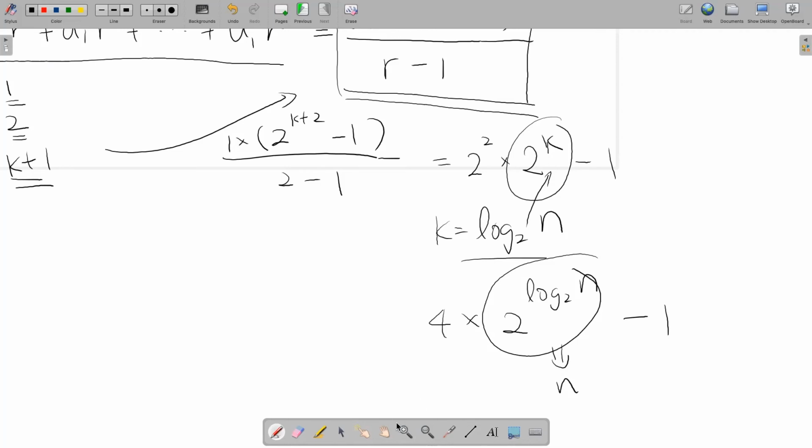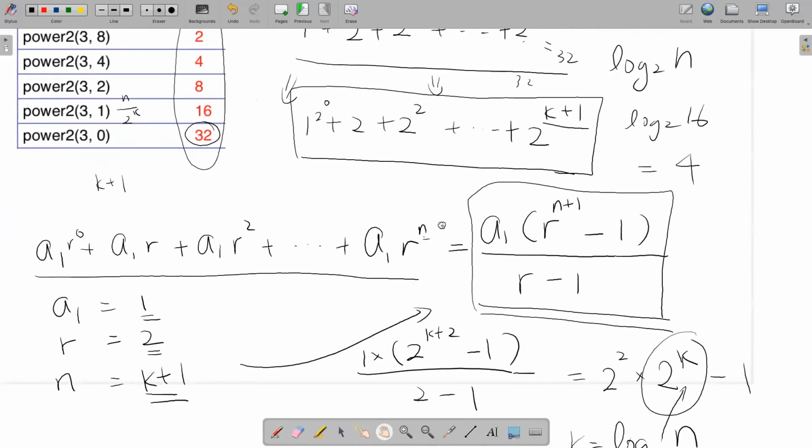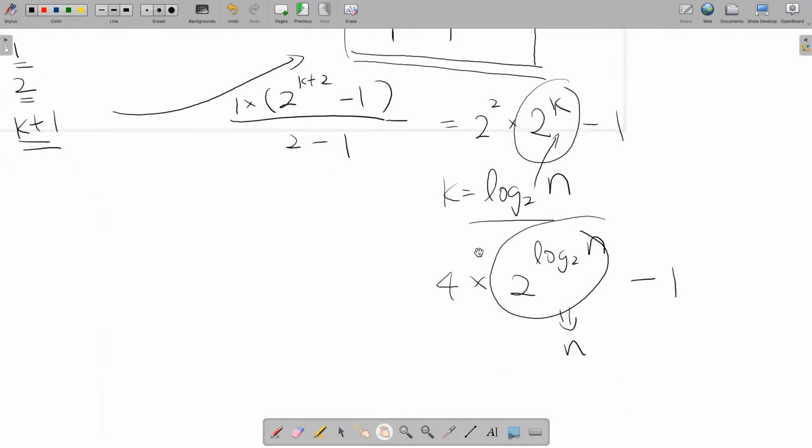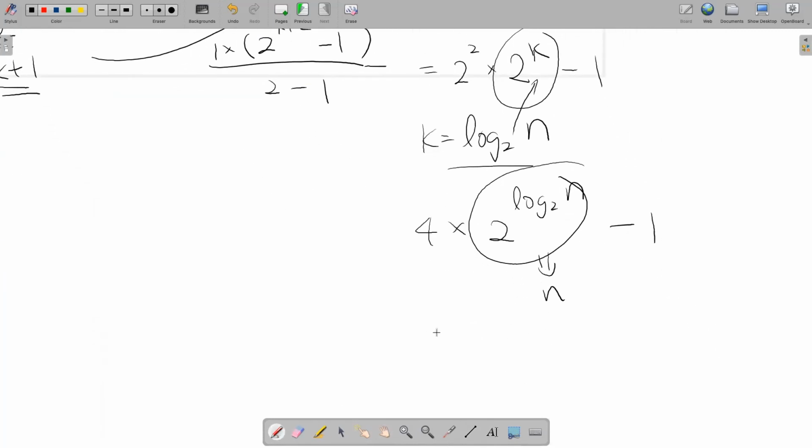Again, if you want a confirmation, look up here. At this point, this is 2 to the 16, for example. This is 2 to a power of k. Symmetric, right? You go down from n to 1, and then the number of instances increases from 1 to n. So the final count that we have as a result will be 4n minus 1.